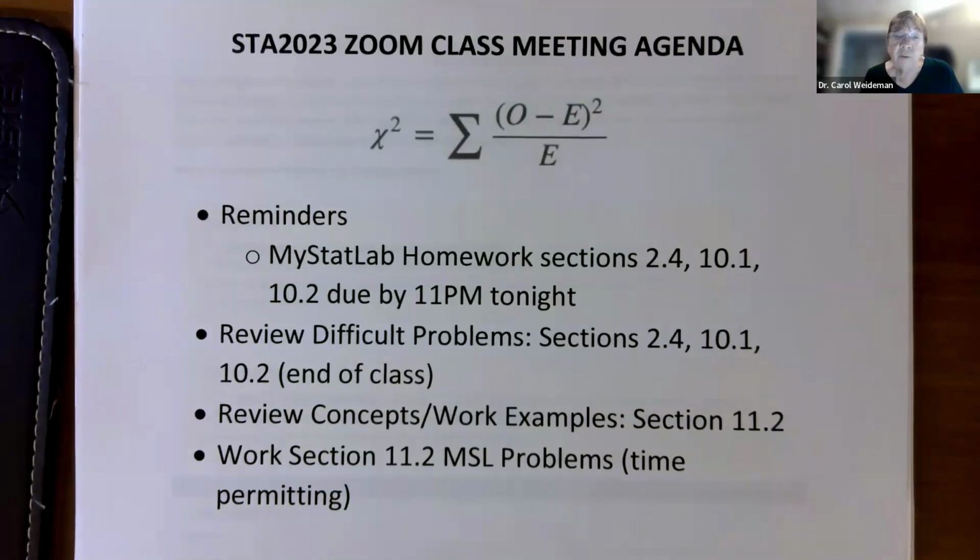And then tonight we're going to do the last section, which is 11.2, which is on contingency tables and the chi-square. So let me stop sharing.